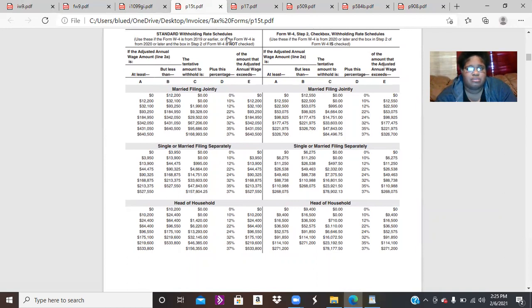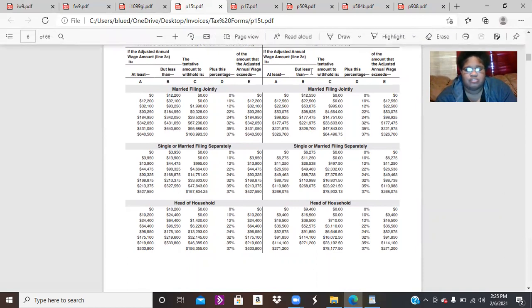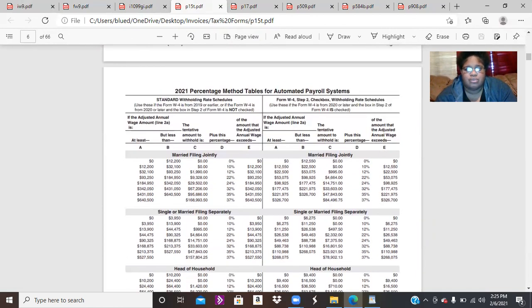It has the standard withholding rate schedules. Then it has it over here for individuals with the W-4. This right here is W-4, but it's really your W-2. But W-4 for 2020, no later than 2020. And then this one over here is also W-4, married joint filing. So the amounts are pretty much the same.